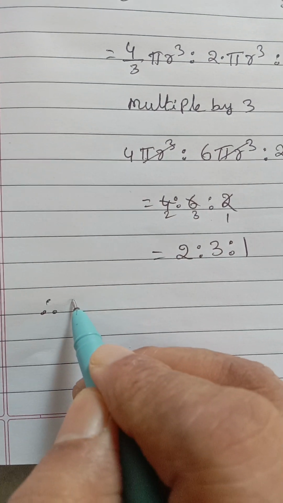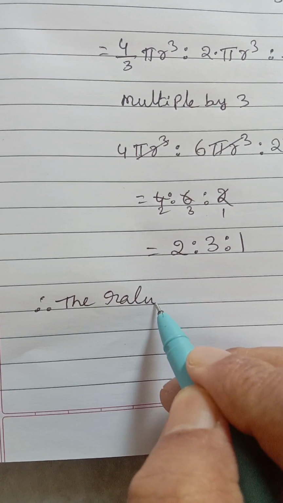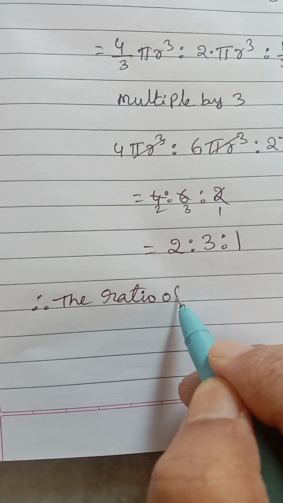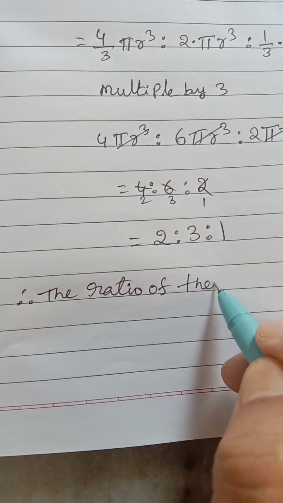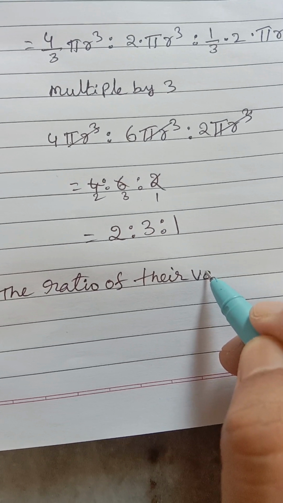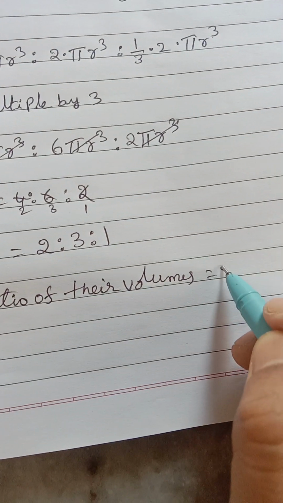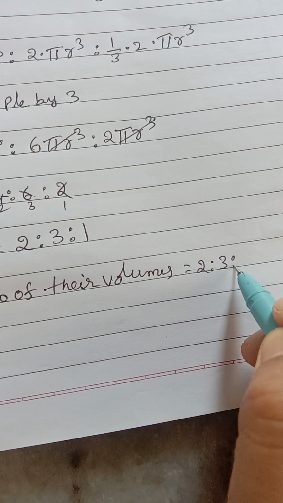Therefore, the ratio of their volumes is equal to 2 is to 3 is to 1.